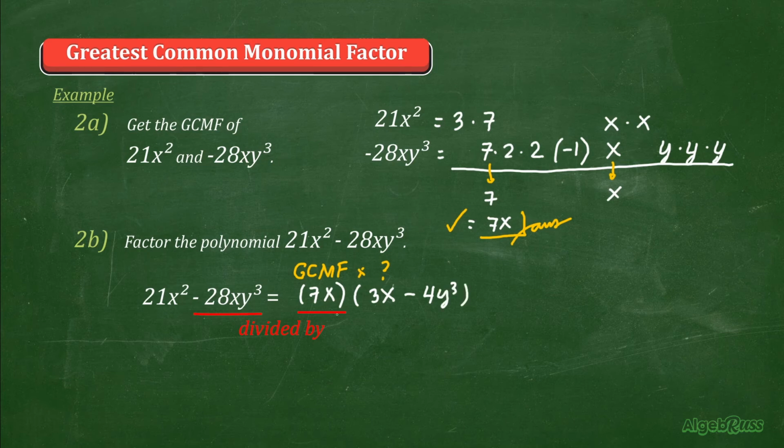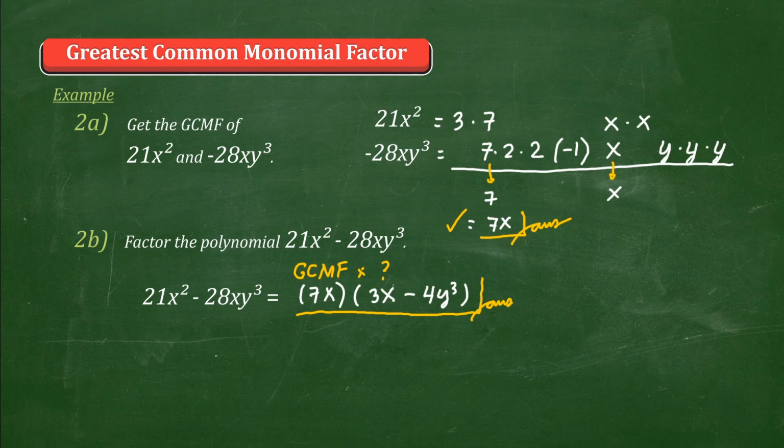Hence, the other monomial is negative 4y cubed. Again, the same as what we got earlier. Finally, we have the values that when multiplied will have a product equal to our polynomial. They are the GCMF 7x and the binomial 3x minus 4y cubed.